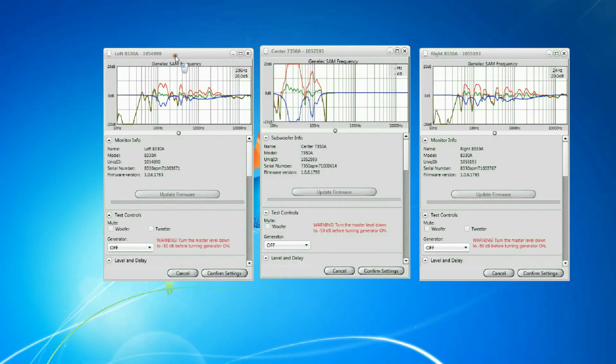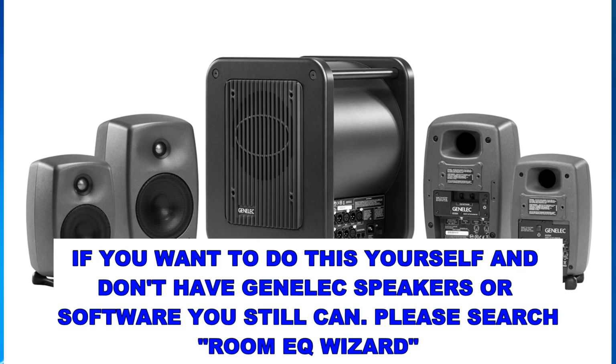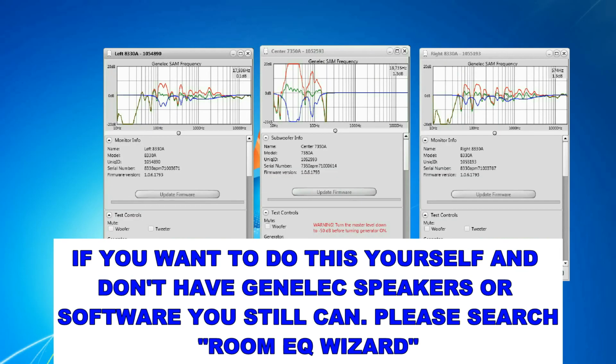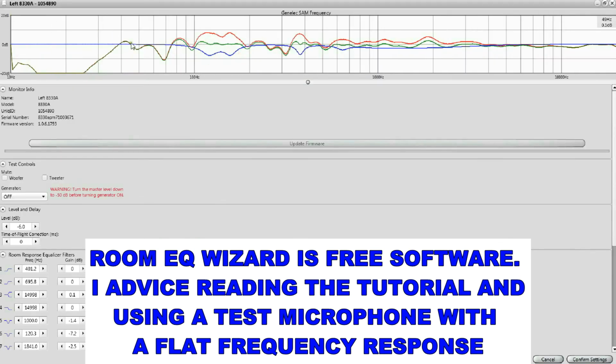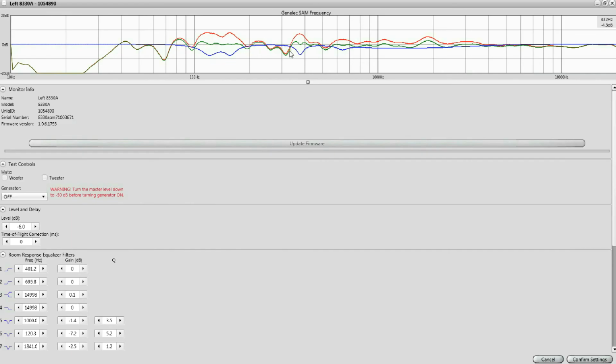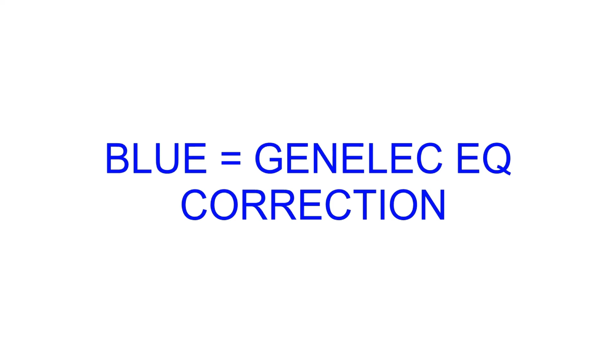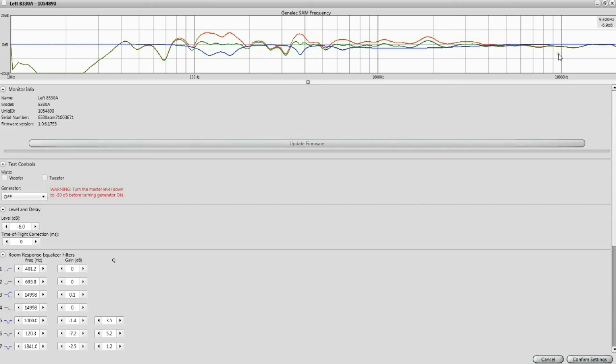So here I have the left, the center and the right speaker from my Genelec 8330s. What they've done is they've thrown out a sine wave from low to high, measured it with a mic in front of the speakers, and then given me this reading. If I go in a bit bigger, this is the left speaker. The red is the room EQ, what's coming back from the room. The blue is the EQ applied by the Genelec software. The green is the line I'm left with.